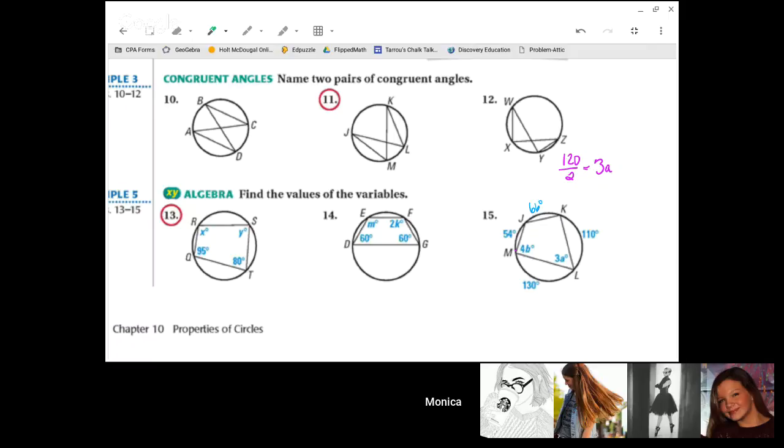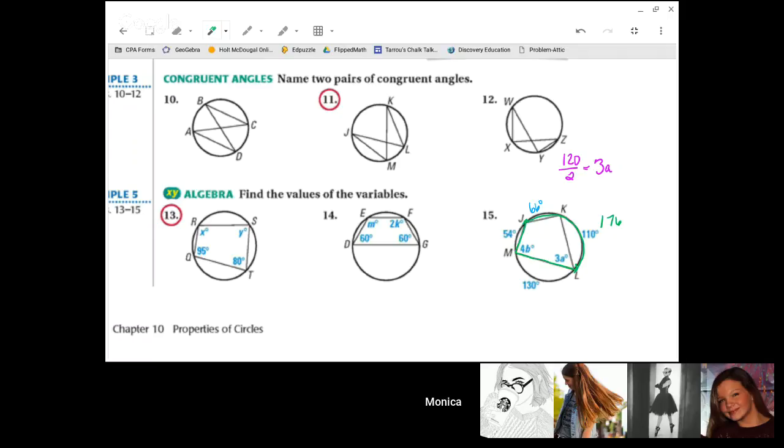This angle, angle M, is formed by these lines, right? And it makes this arc here, JKL. So can we calculate the measure of that arc? Yep, 176.